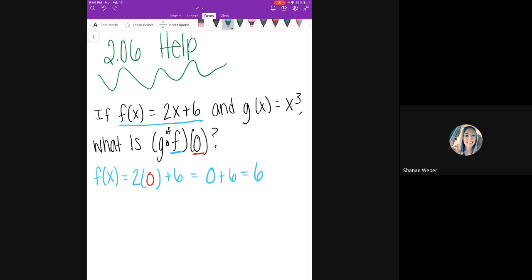Now, that 6 is very important because now I'm going to plug that 6 into the first letter in parentheses, which is g. So now I'm going to plug it into my g of x function, and I'm plugging in 6 for that x. So g of x equals x to the third power. So it's 6, because that's my new x. Plugging that into that x, 6 to the third power. And really all that means is 6 times 6 times 6.